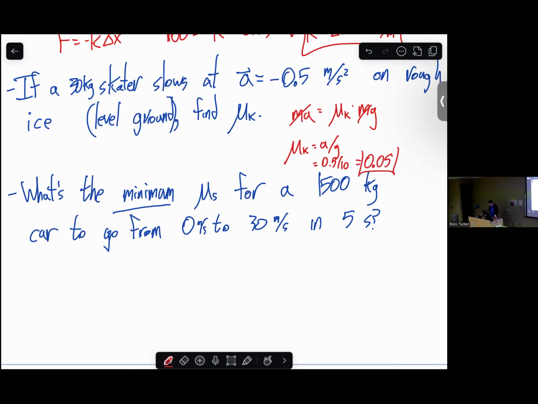What are the units of mu? Nada, nothing. It is a ratio of two forces. N is a force, F is a force. Force divided by force is unitless. We're almost out of time, so I'm going to go ahead and do this one. I'm sorry if you ran out of time for doing these.